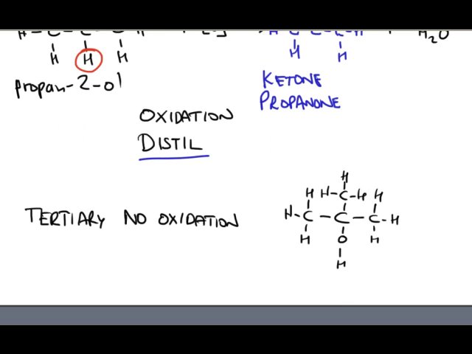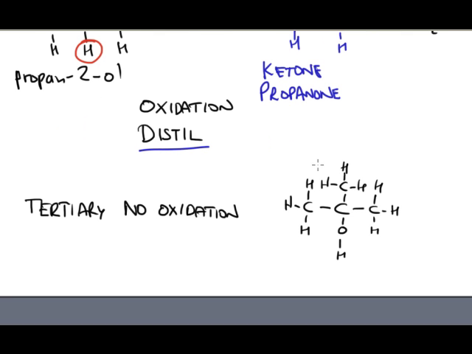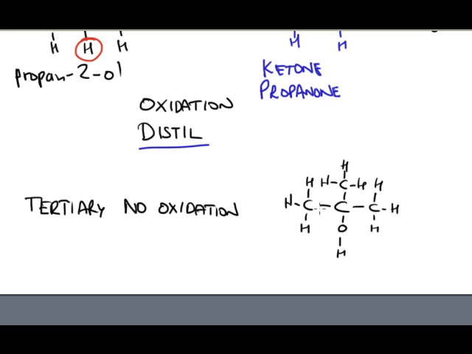With tertiary alcohols, this is methylpropan-2-ol. You don't get any oxidation at all with potassium dichromate, because although you can remove that hydrogen, there is not another hydrogen attached to this carbon here, and you cannot remove the hydrogen on the neighbouring carbon, hence no oxidation takes place.